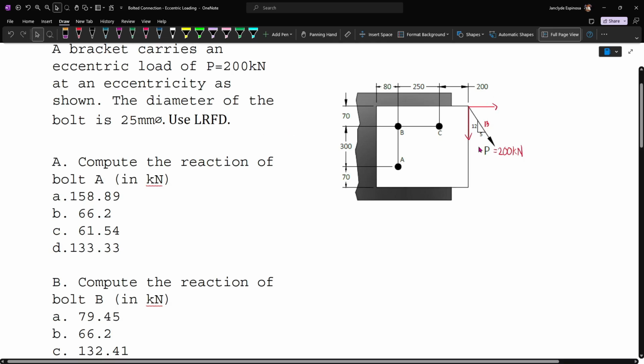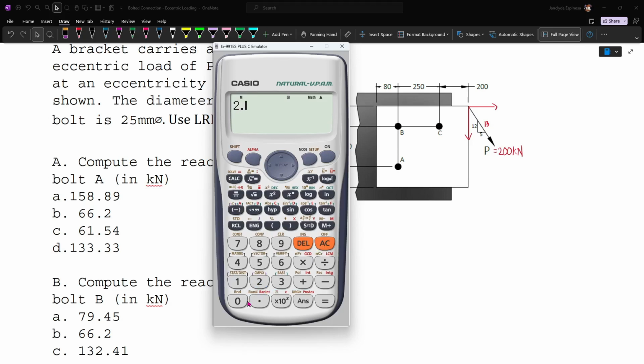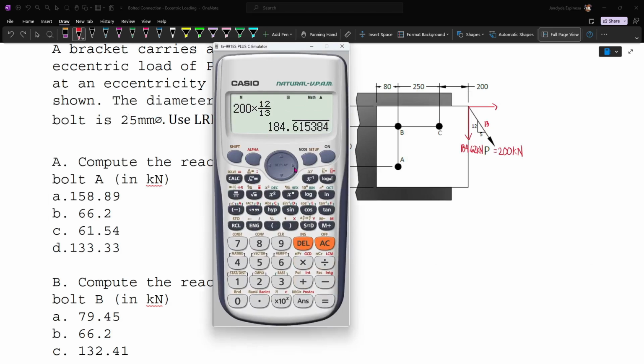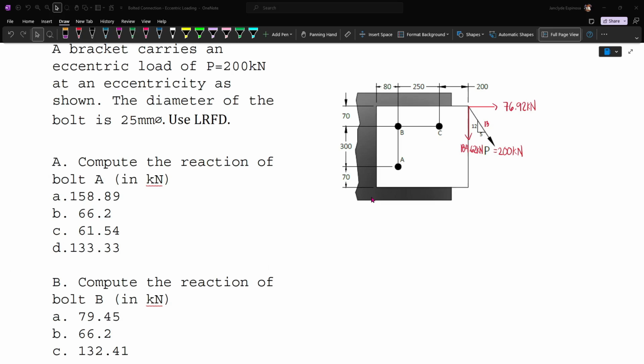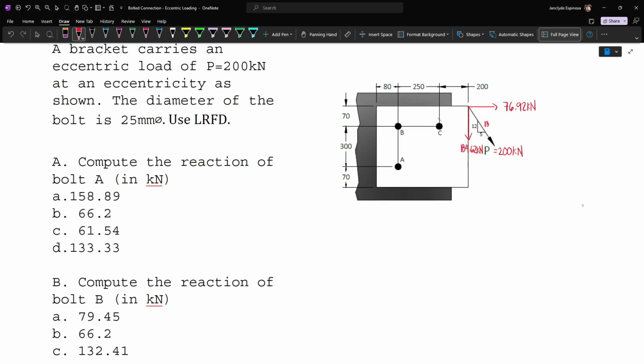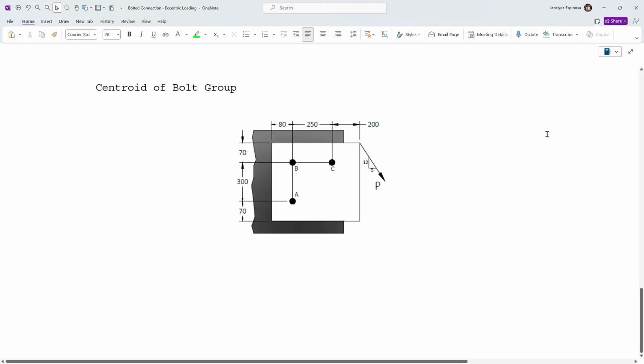So taking the vertical component, we have 200 multiplied by 12 divided by 13. And so this is 184.62 kN. And then for the horizontal component, we have 200 multiplied by 5 divided by 13. So this is 76.92 kN. And so now, after we have resolved this into components, we need to find the centroid of the bolt group. Now, the next question will be, how can we find the centroid of the bolt group?